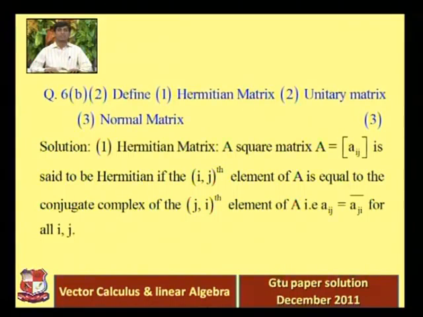Here are the definitions. First one is Hermitian matrix. A square matrix A = [aij] is said to be Hermitian if the ijth element of A is equal to the conjugate complex of the jith element of A. That means small aij is equal to aji bar, where bar means the conjugate of that element, for all i, j. Let's take one simple example of a Hermitian matrix so you can understand very well.